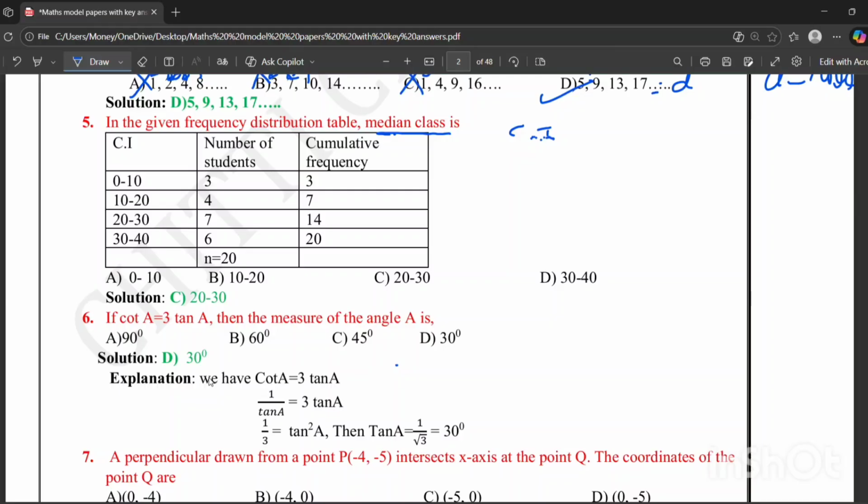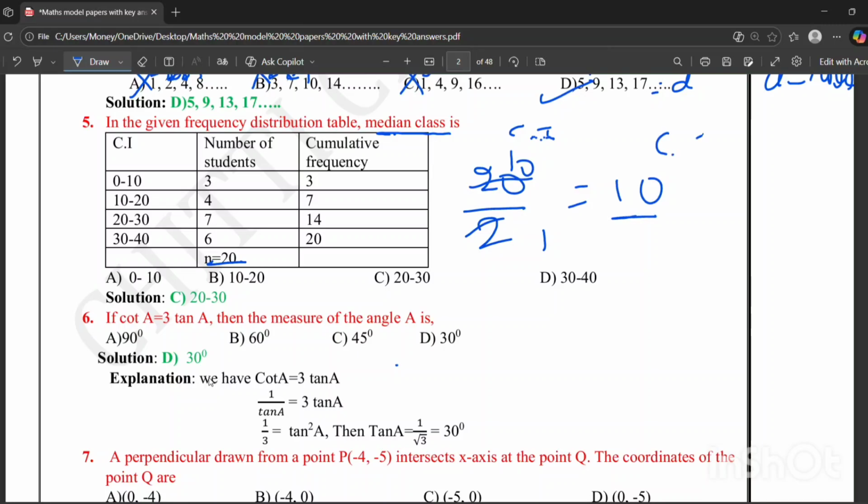So here they are given class intervals, number of students, cumulative frequency. Number of students are nothing but frequencies. What is the total frequency? 20. So do 20 divided by 2. 2 ones are 2, 2 tens are 20. So our answer is 10.